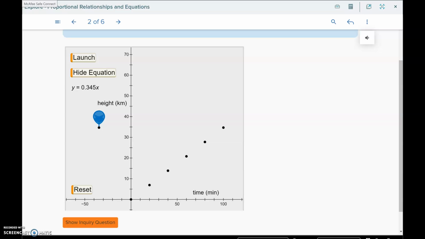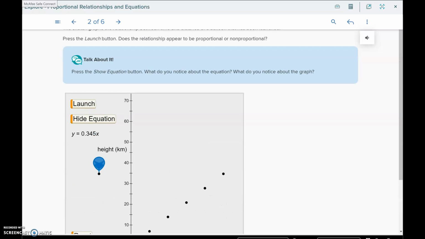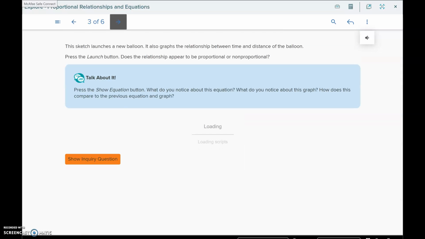This appears to be proportional. It goes through the origin. It's a straight line. X has a coefficient of 0.345, which is the number I multiply my x by. So my x is going to be my time. So I could tell you that balloon was flying for any amount of time, and I could tell you what height it would get to. So let's look at the next one.